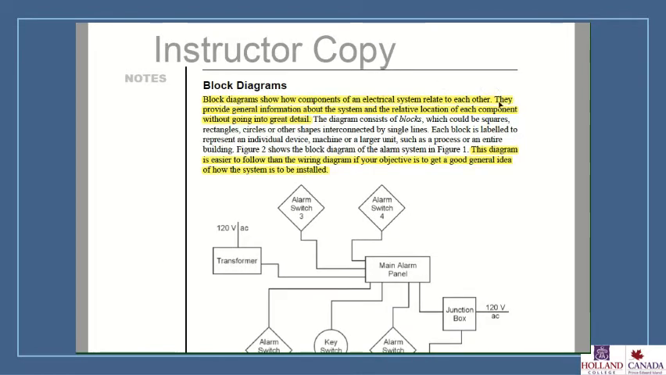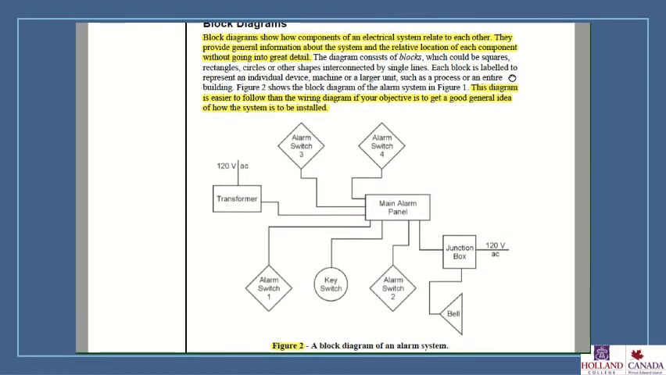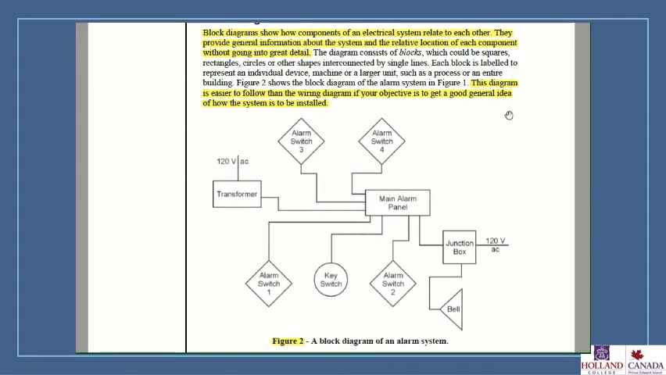Block diagrams. Block diagrams show how components of an electrical system relate to each other. They provide general information about the system and the relative location of each component without going into great detail. The diagram consists of blocks or shapes. This diagram is easier to follow than the wiring diagram if your objective is to get a good general idea of how the system is to be installed.